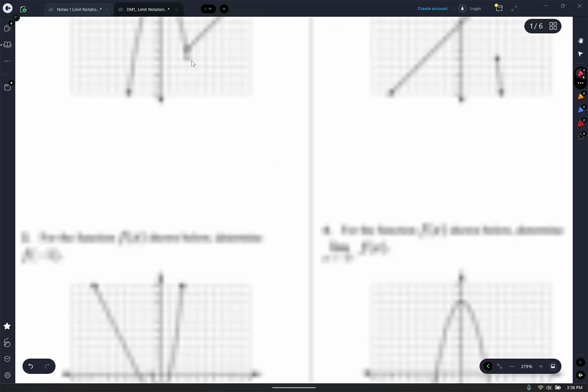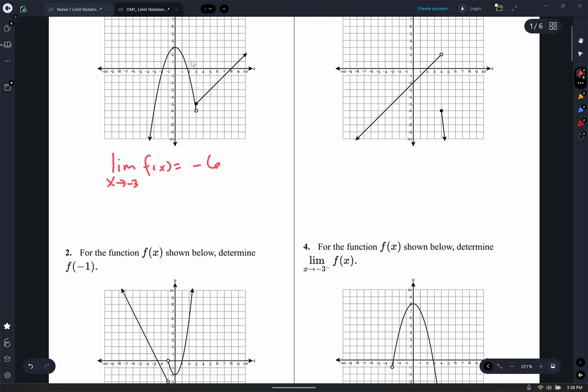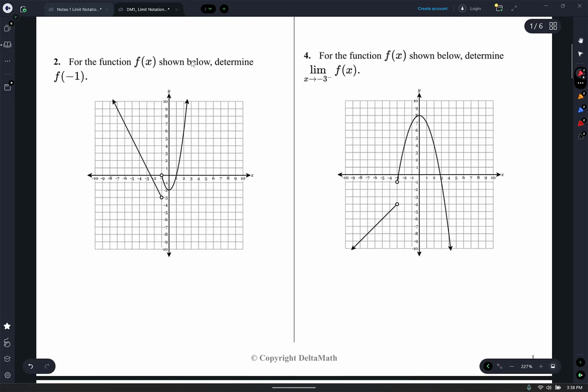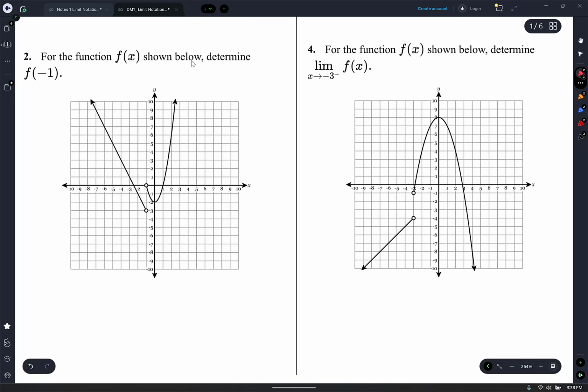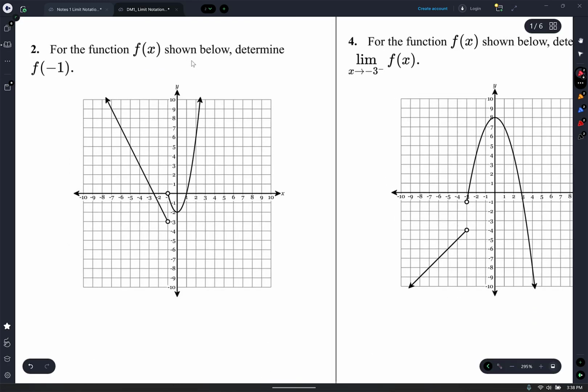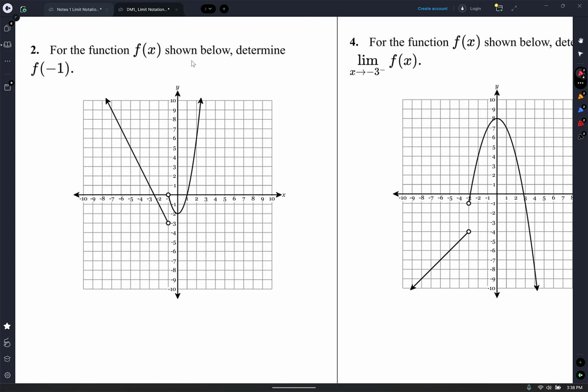Let's go to number 2. Then we'll let you loose with your crew. For the function f of x shown below, determine. Notice, did it say the word limit? No. So you're just going to go f of negative 1, and I look to see if it's defined, and it doesn't look like there's a point anywhere.